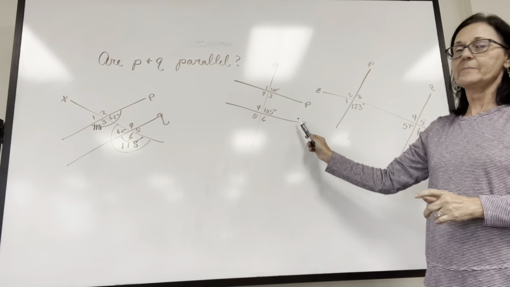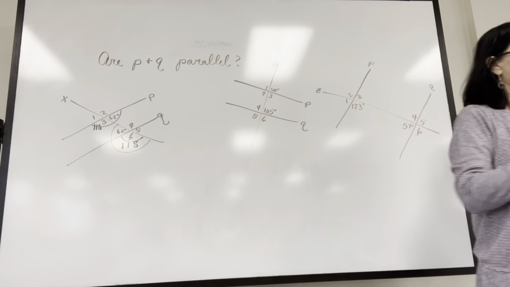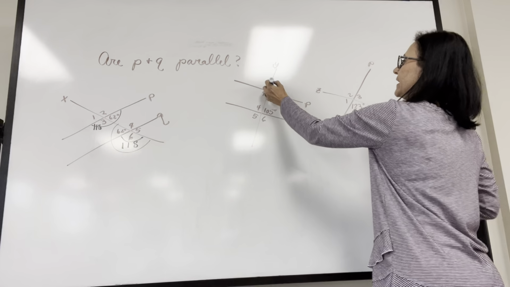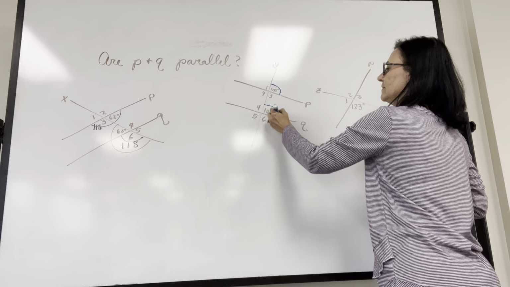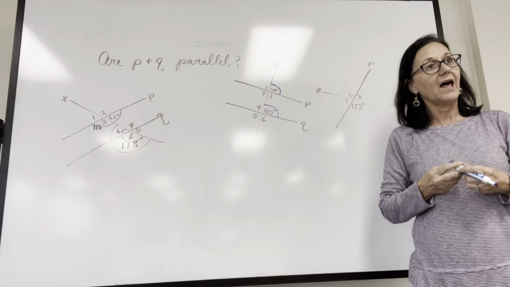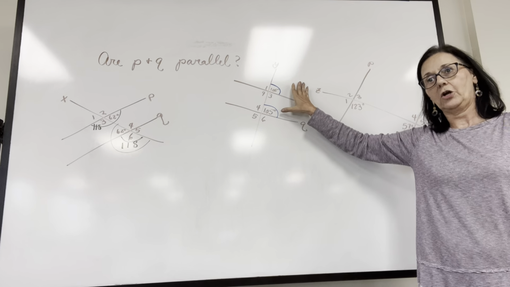All right, what about this P and Q? It's parallel. What do you think, Landry? Are these corresponding angles? Yes, they are. When corresponding angles are equal, the lines are parallel. All right, name the other corresponding pairs here.